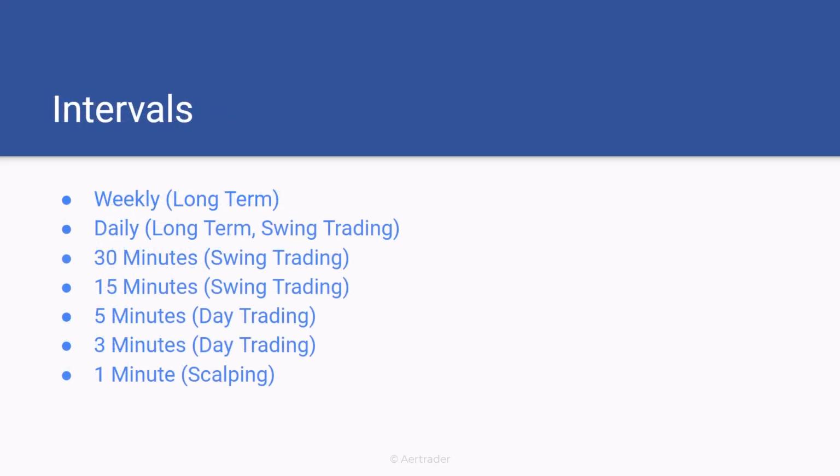Intervals are the time period used to create each bar on a chart. If we choose daily as our interval, then each bar represents one day. The daily chart is the most commonly used for long-term or swing trading. If you're planning on holding your position for more than a day, then you should use daily charts for analysis. For swing trading, daily, 30-minute, and 15-minute interval charts are the most commonly used. For day trading, it's 5 minutes and 3 minutes. And for scalping, it's 1 minute.